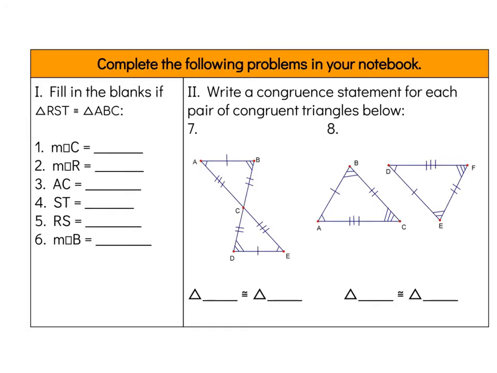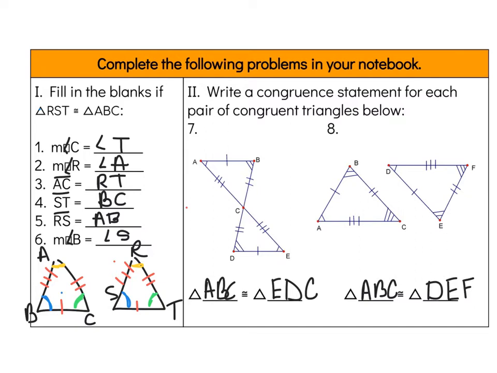Okay, first we're going to take a look at number 1, and you just have to fill in the blanks. So if I have triangle RST is congruent to triangle ABC, I need to know that the measure of angle C corresponds to which angle on RST, and the measure of angle R corresponds to which angle. RS corresponds to which side on ABC. Same thing ST and AC. And it might be to your benefit to draw the triangles. And then number 2, write a congruent statement for each pair of congruent triangles. So at this point I would pause the video and then check back for your answers.